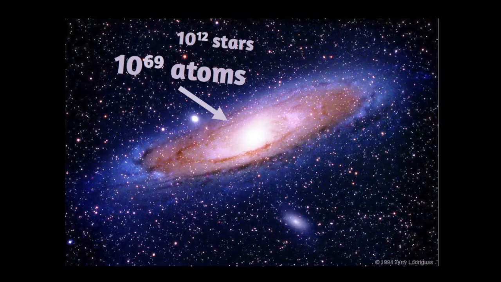Going up to the next scale of structure in the universe, we have galaxies. A galaxy will typically contain about 100 billion stars, and that corresponds to about 10^69 atoms, a phenomenal number, 1 with 69 zeros. And perhaps the largest pure number in science is the number of atoms in the universe, composed of about 100 billion galaxies in the observable universe. That number is 10^80, a 1 with 80 zeros after it.